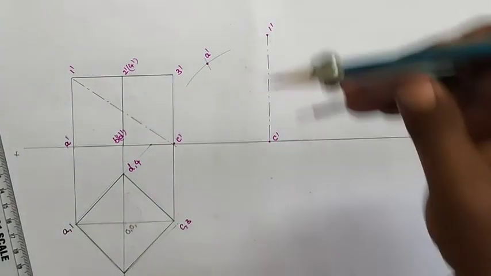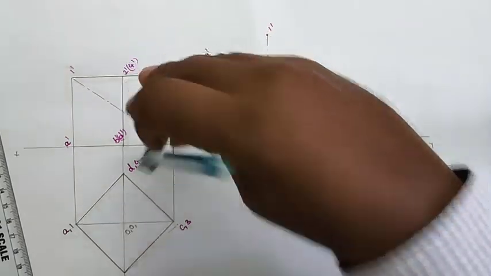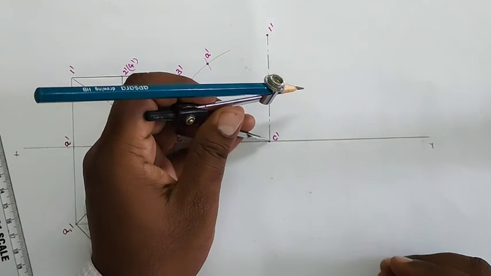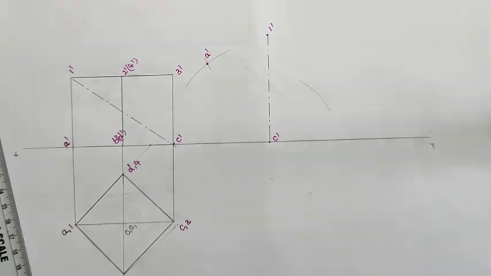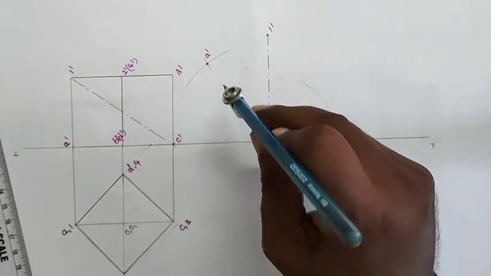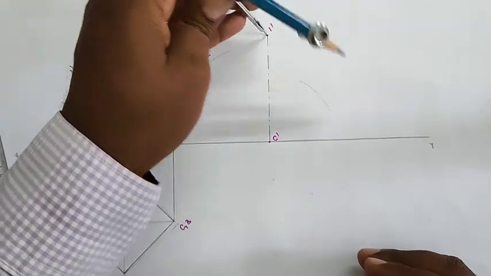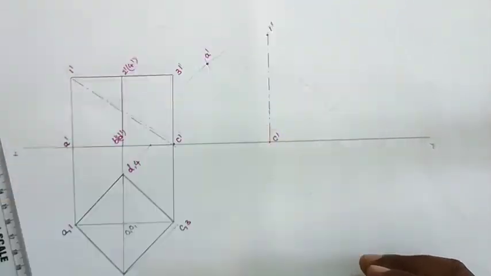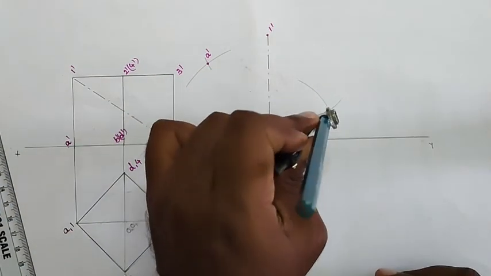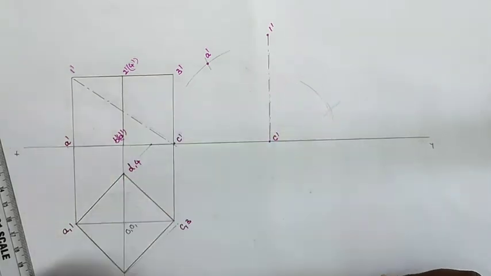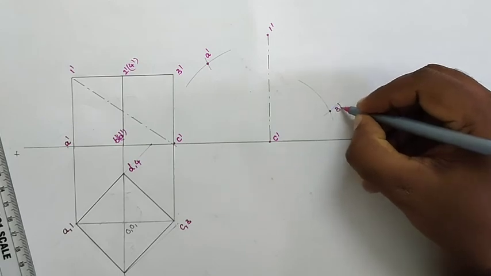And similarly, with the length of 1 dash A dash, which is equal to 3 dash and C dash here, from C dash also we will draw the arc. And the length of C dash, A dash, which is equal to 1 dash and 3 dash here, so from 1 dash we will draw the arc here. So here I am locating this point as 3 dash.